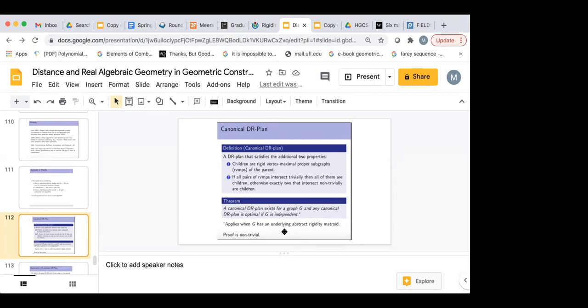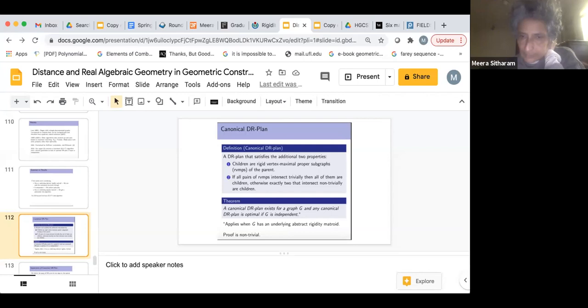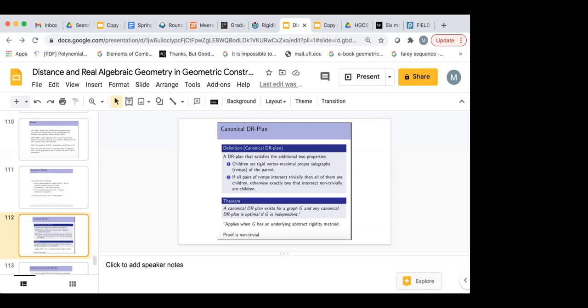Hey, Meera. Yeah. So this condition 2 is what I was thinking about before. This guarantees that knowing the realizations of the children will give you realizations for the parent.